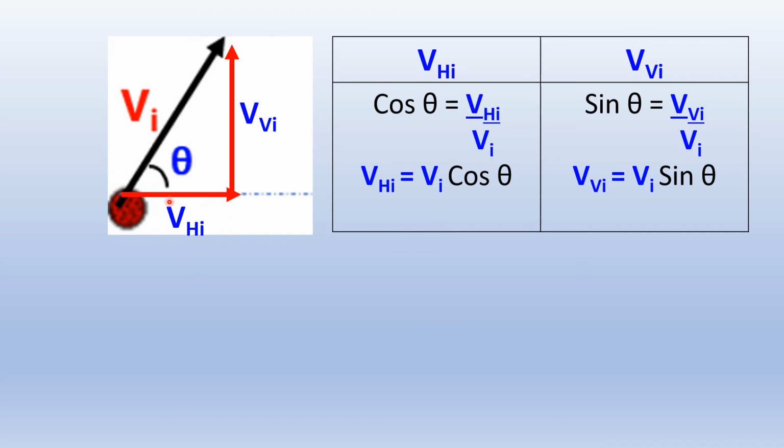Since VHI is adjacent to this angle, I'm using cosine. Cosine is adjacent over hypotenuse, which is VI. So here I have the terms: VHI is equal to VI cosine of this angle. For the vertical one, I'm using sine, because sine is the opposite, which is VVI, over the hypotenuse, which is VI. So here I have the expression that I'm using to calculate VVI, which is VI sine of this angle theta.